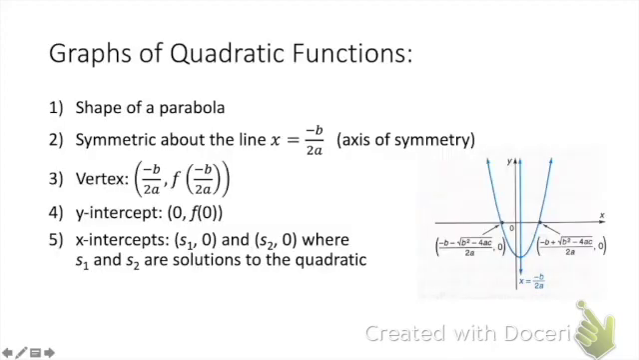All right, so graphs of quadratic functions. These are all the things that hopefully we already know about. So we know that the graph of a quadratic is going to be the shape of a parabola. Our parabola is either going to be smiling or frowning, depending on what our a is. So it's either concave up or concave down.